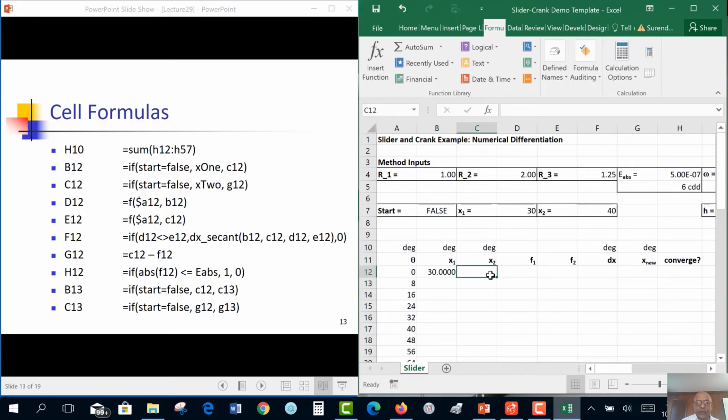Okay. If start is equal to false, we'll take x2 value. Otherwise, we'll take value from x new, which is G12. So we compute the function. Remember, first is theta and second is phi. Function theta and phi.